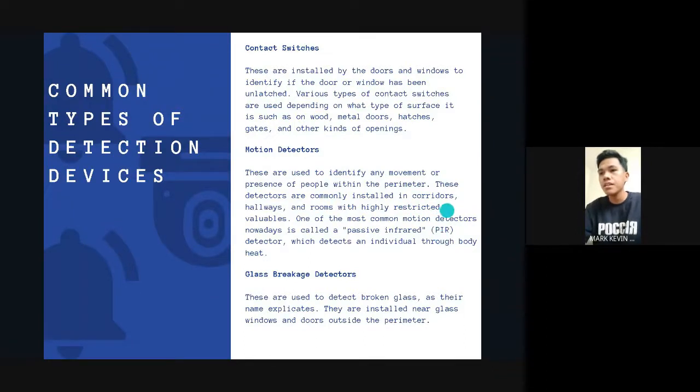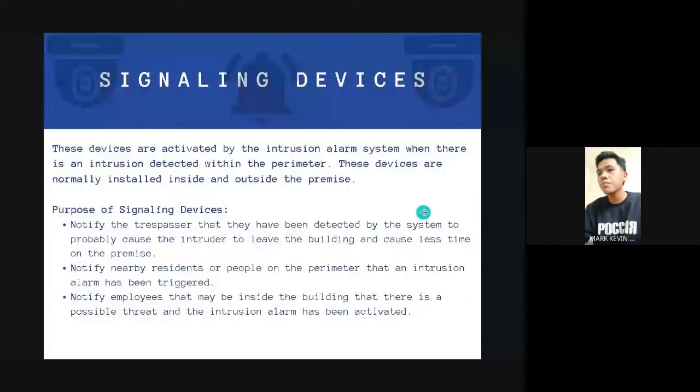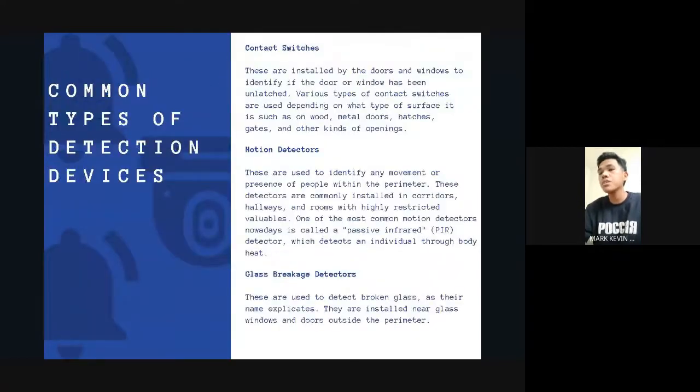Lastly, breakage detectors. These are used to detect broken glass, and as explained, they are installed near glass, indoors and outside the perimeter. The devices mentioned above are all common devices, and there are more devices used outside commercial facilities.